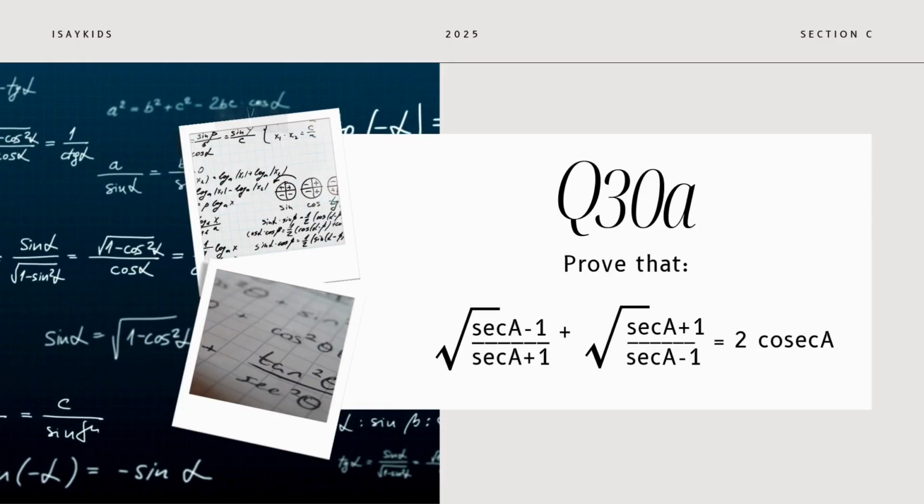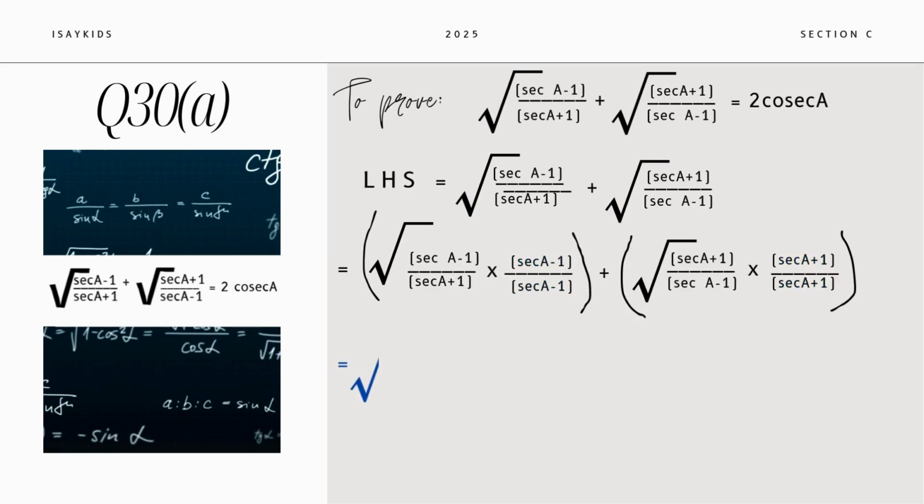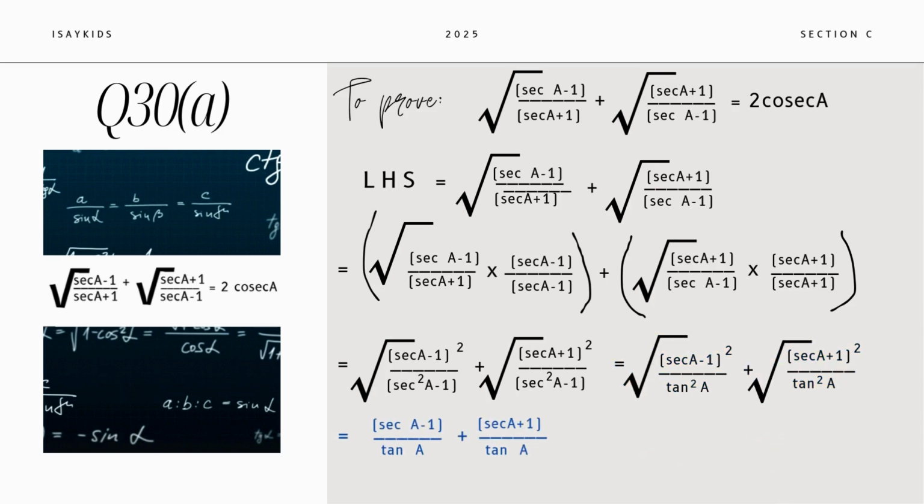In this question, we need to prove that root of sec a minus 1 upon sec a plus 1 plus root of sec a plus 1 upon sec a minus 1 is equal to 2 cosec a. Let's rationalize the left hand side. We get, using the identity tan square a plus 1 is sec square a. So sec square a minus 1 would be tan square a. Solving it further, we get, which gives us 2 cosec a, which is equal to the right hand side.